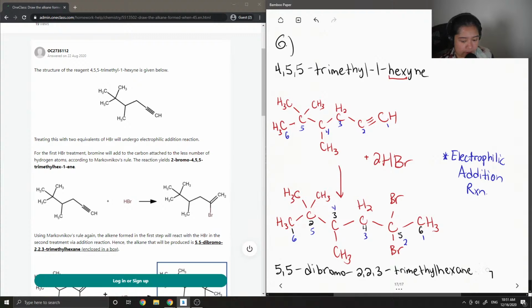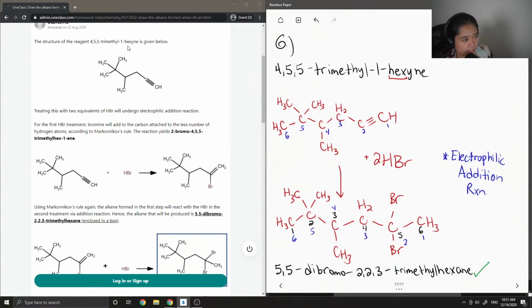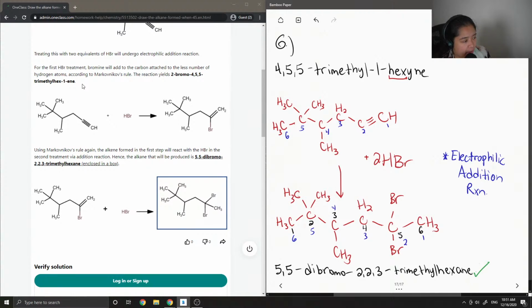Okay, so let's see what the junior tutor said. The structure of reagent 4,5,5-trimethyl-1-hexyne is given below. Treating this with two equivalents of HBr will undergo an electrophilic addition reaction. For the first HBr treatment, bromine will add to the carbon attached to fewer hydrogen atoms according to Markovnikov's rule. The reaction yields 2-bromo-4,5,5-trimethylhex-1-ene. So this is only if one HBr was added.